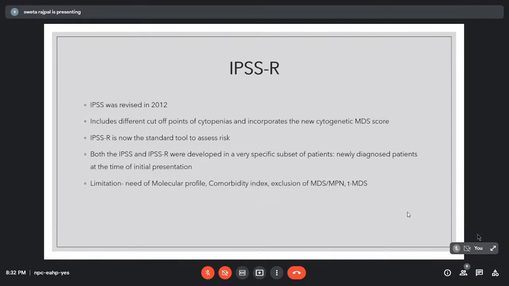The problem is they don't include the molecular profile. The other important thing is that MDS is very common in older patients. If you are not including comorbidity data, we cannot prognosticate properly, because the patient won't die of MDS, but because of the comorbidity. So we have to include comorbidity data also, and IPSS does not include therapy related MDS or the MDS/MPN category. These are the limitations in IPSS-R.